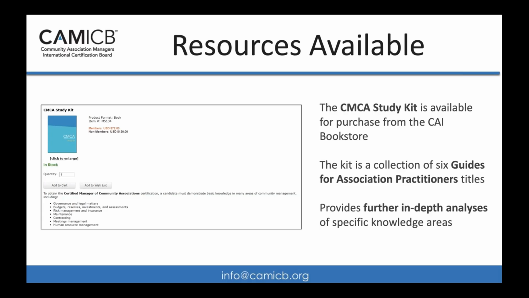The kit costs $72 for CAI members and $120 for non-members. And you can choose to either purchase the entire kit, or you can select individual titles from the kit to purchase that you'd prefer to focus on. So for example, if you felt that you just wanted to focus on risk management and insurance, and then governance and legal matters, you could choose to only purchase those titles. And then lastly, I did want to note that this is now a resource that you can purchase online, meaning that this is an online book that you can purchase and download immediately. And it's no longer just a physical book that you have to purchase and have shipped to you.